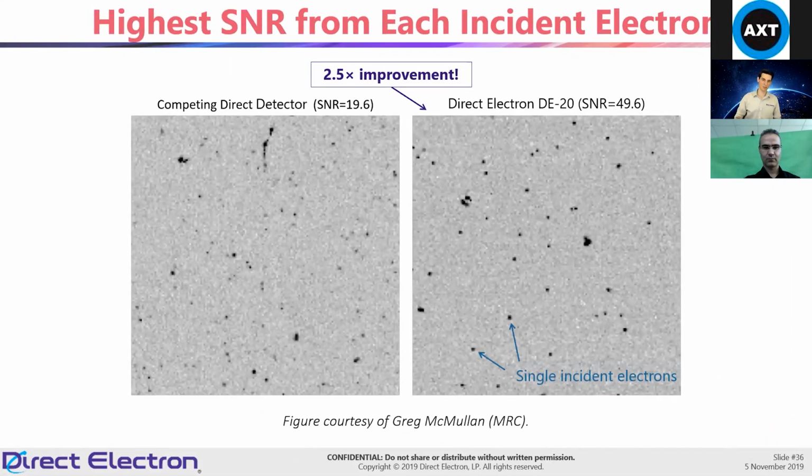And talking about differences in signal to noise. On the left-hand side, we have a competitor's camera. And on the right-hand side, we have a DE20, which is very, very similar in terms of performance to the DE16 and the DE64. The single incident electrons have about 2.5 times more signal to noise in the DE20 versus the competitor's camera. And so this makes a really big difference when you're doing counting. It's really easy to identify which electrons are actually events over the background, and you're not losing counts, and you don't have false positives.